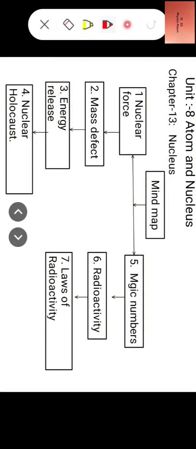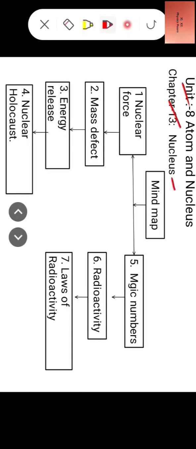Hello friends, continuing with 8th unit, Atom and Nucleus. Today we start with second chapter of this unit, that is Nucleus. It is the 13th chapter of the textbook titled as Nucleus.